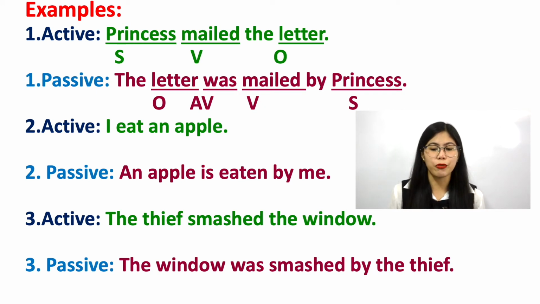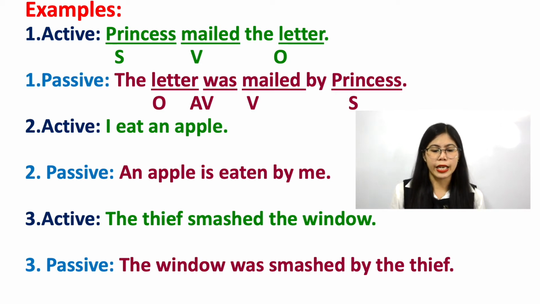Note as well that if the verb in the active voice is in the past tense form, when you change the sentence into a passive voice, you'll write auxiliary verb be, was or were, plus the main verb or the past participle. But if the verb in the active voice is in the present form, when you change that into a passive voice, you'll write auxiliary verb is or are plus the main verb which is in the past participle form, such as the example that we have in number 2.